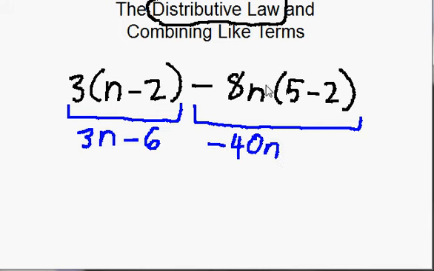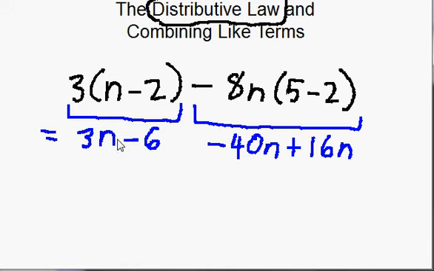And then what's negative 8n times negative 2 if I distribute it through? Well, a negative and a negative makes a positive. 8 times 2 is 16, and I've got just one n. So I got plus 16n. So what I've done here is I've distributed through and gotten rid of the parentheses. So now that I've done that, I can combine like terms.